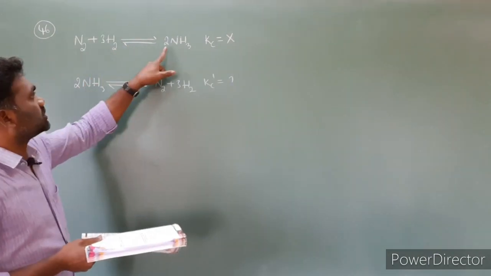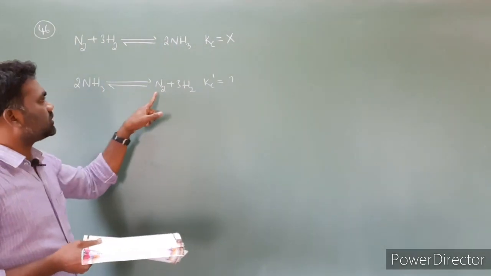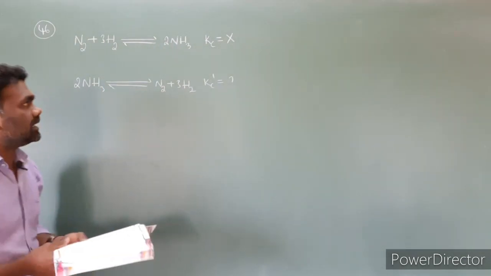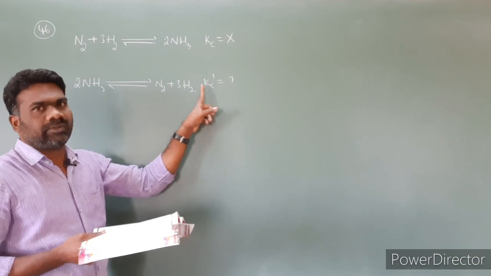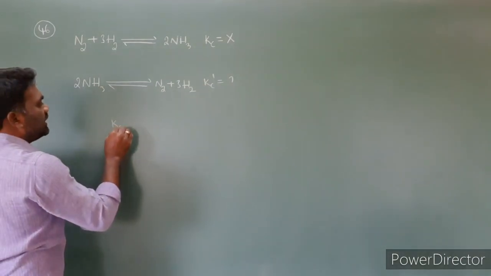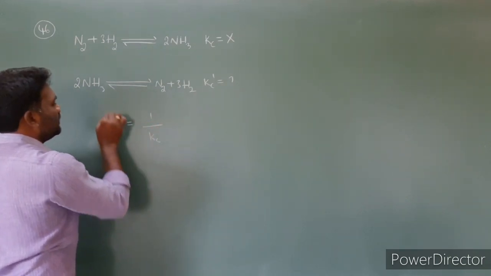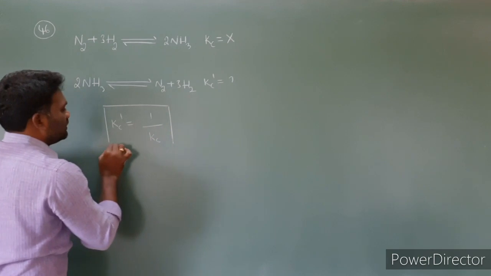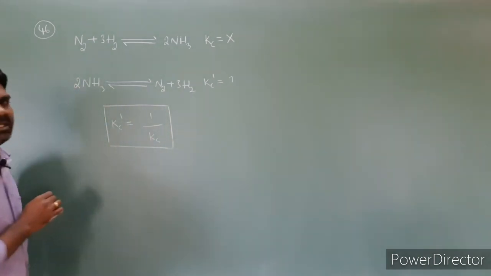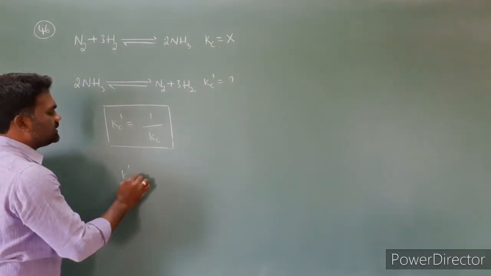N2 plus 3H2 gives rise to 2NH3. If you reverse this equation, then 2NH3 gives rise to N2 plus 3H2. When the equation is reversed, the relationship between Kc and Kc dash is Kc dash equal to 1 by Kc. So this is the relationship between Kc and Kc dash.